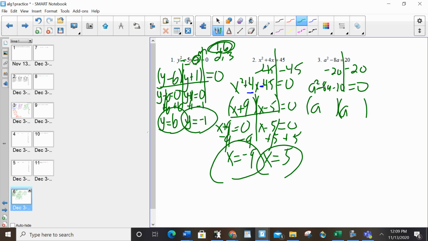First sign comes down. First sign times the second sign. Negative and a negative is a positive. I'm looking for 2 numbers that multiply to 20 and subtract to 8.